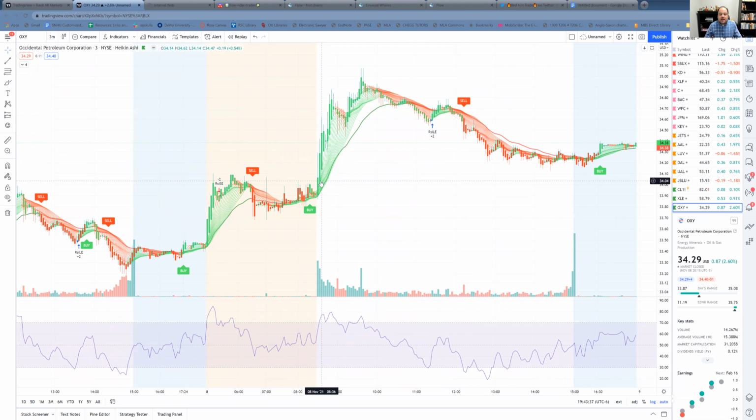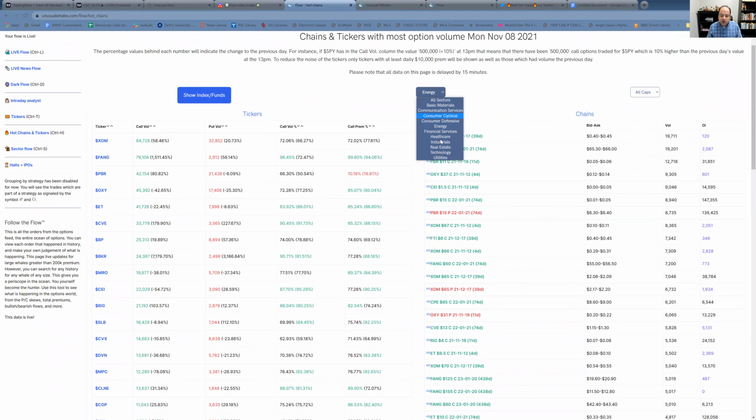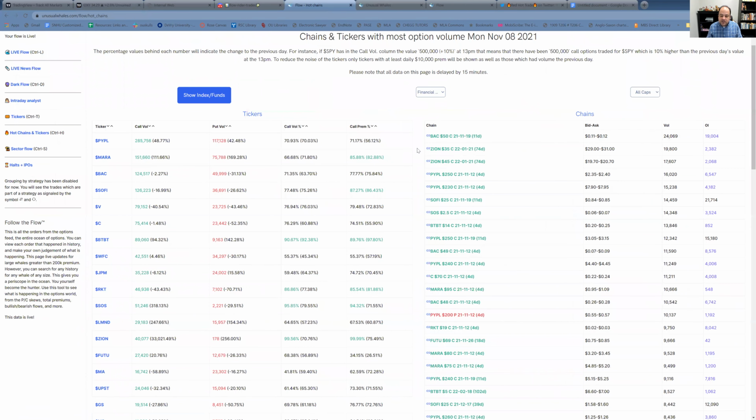But in any case, Oxy with the fire fishing method is looking pretty good, and might be something that I'll watch list for the next day. If we were to go into financial services, PayPal reported earnings today. That's always something to keep in mind when you see hot chains and that stock's going to have earnings.